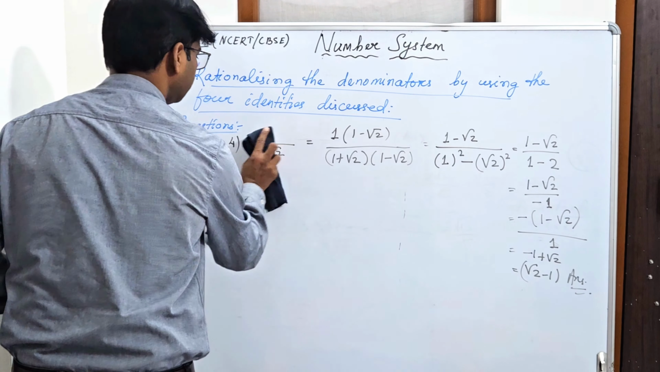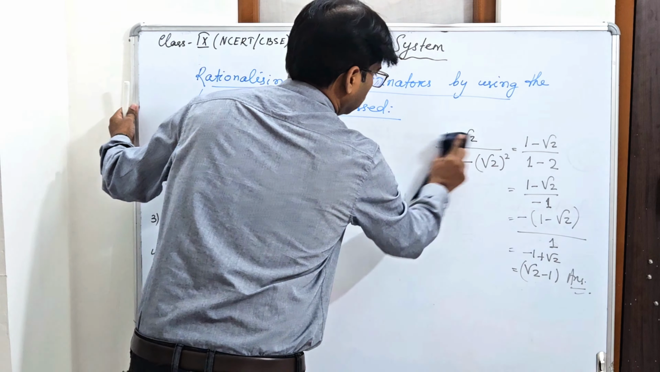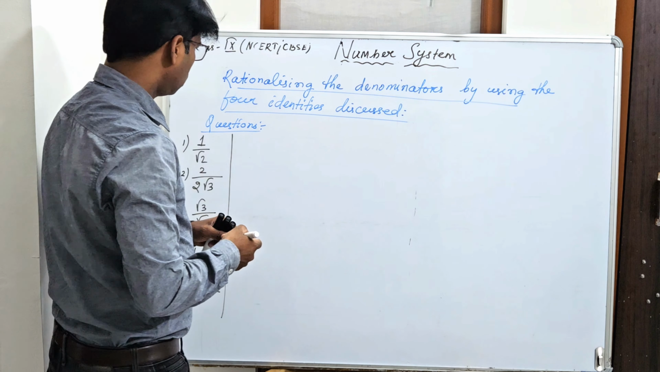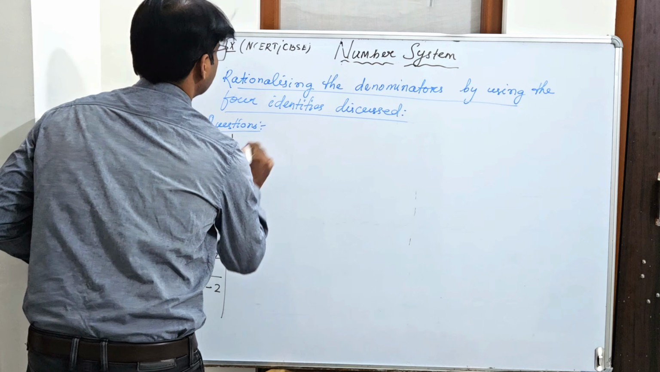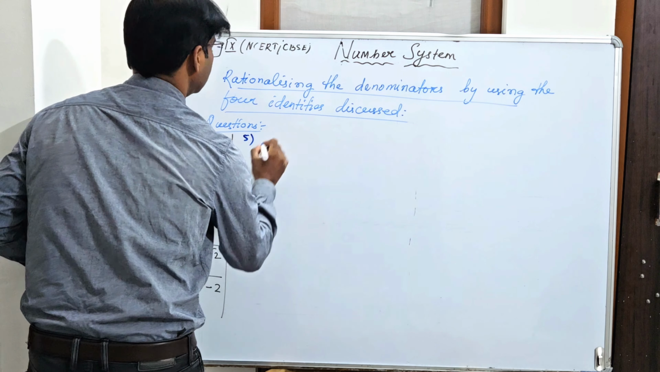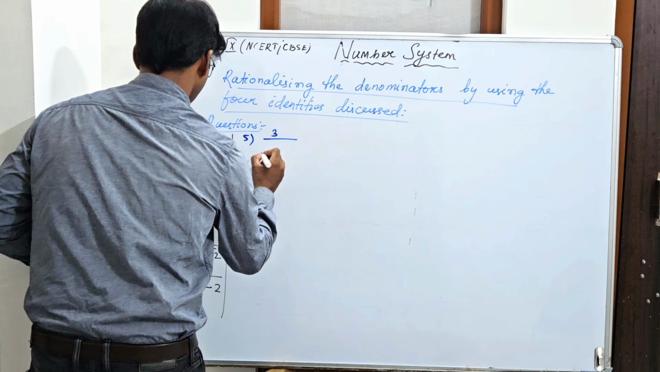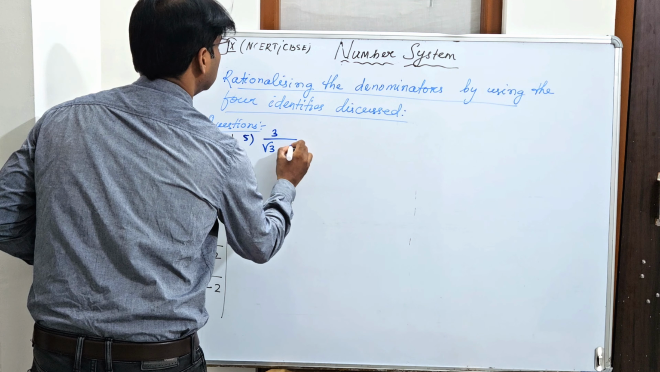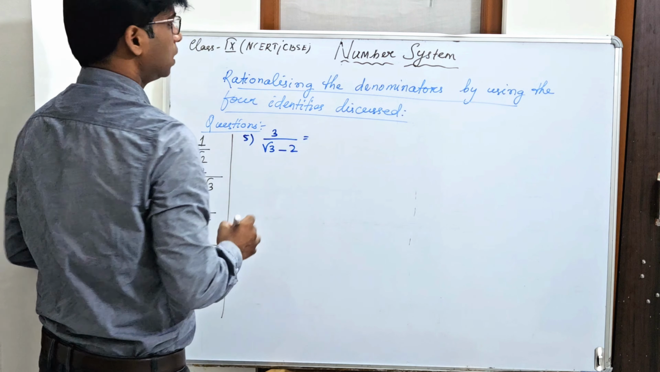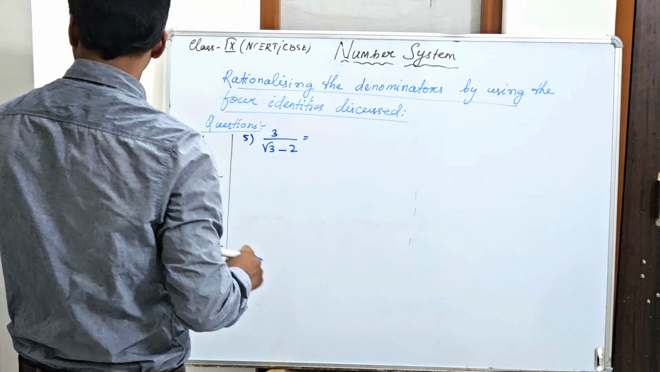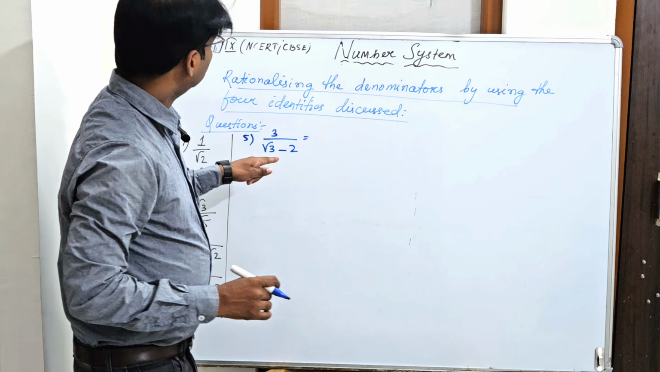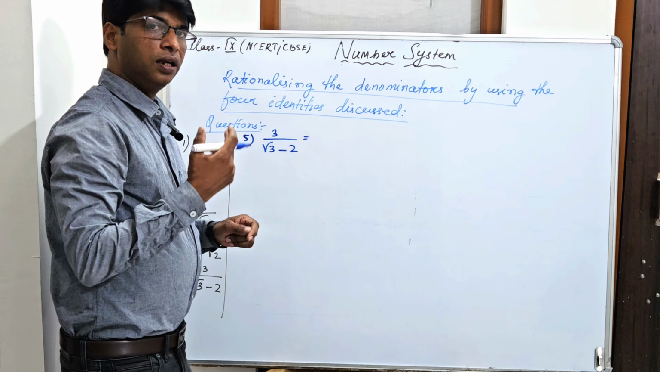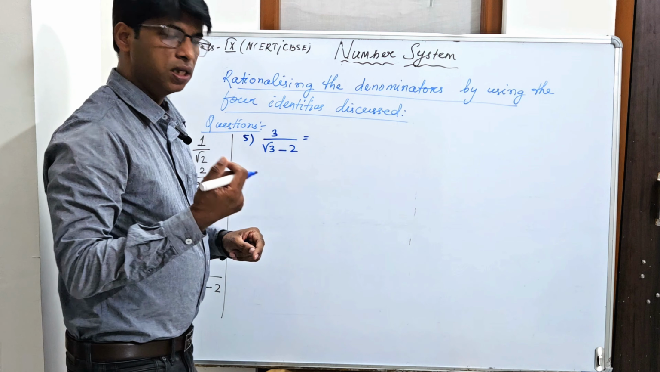I have to erase this. Okay, now let us go to the fifth question. The fifth question is all about what? Let us write the question first. The fifth is given 3 by root 3 minus 2. So how to rationalize the denominator in this case? Let us see, the denominator is in which form. We have to see, is it in a plus b form or is it in a minus b form?